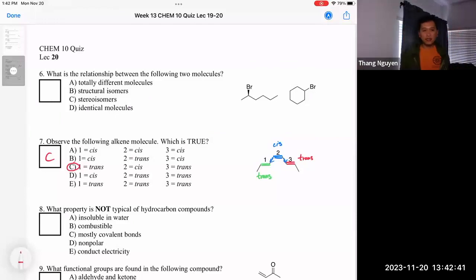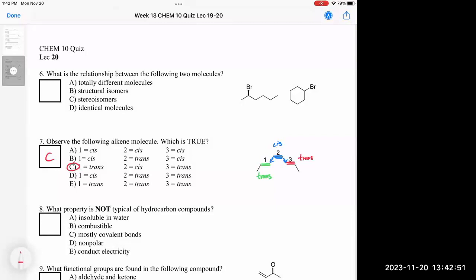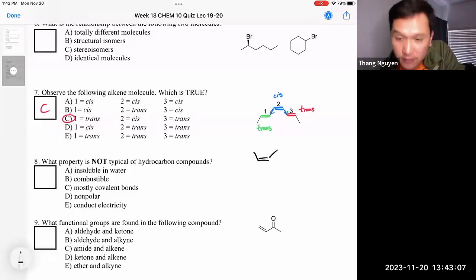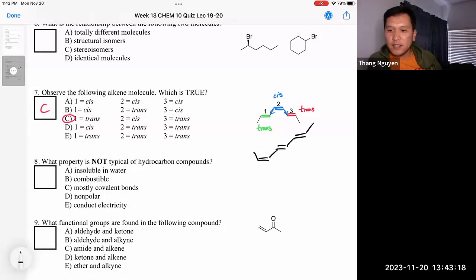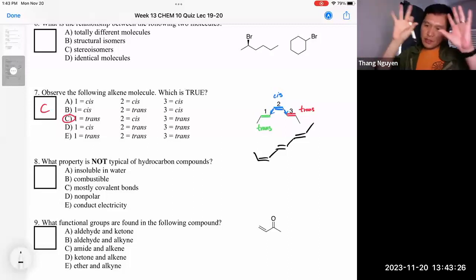All right, pausing there. Questions for relationships, structural stereoisomers? Any questions? What would a cis, trans look like for D? Cis, trans, trans? Does that look like a cis, trans, trans to you? Yeah. Okay, thank you. So just figuring out where the carbons are relative to each other.